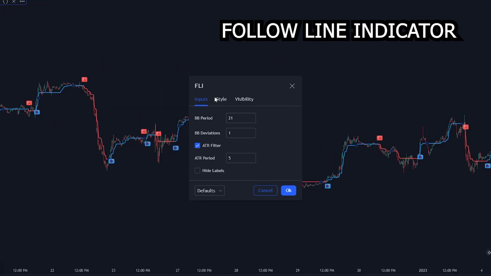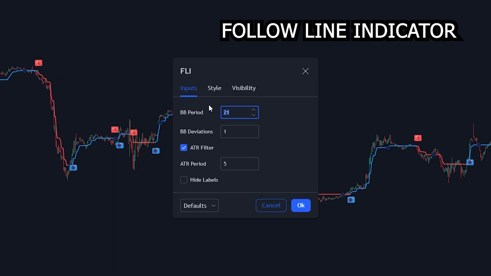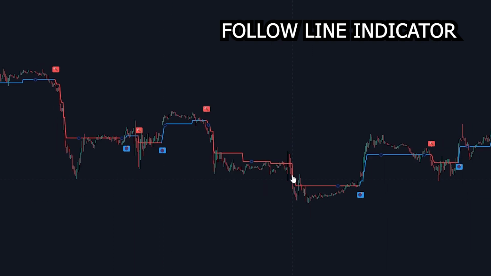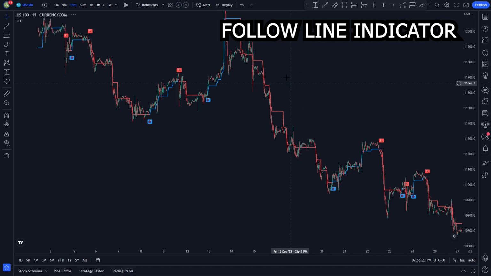We head to the Inputs section. Change the BB period to 22, change the BB deviation to 1.8, and change the ATR period to 6. Then click OK. Now our first indicator is ready.